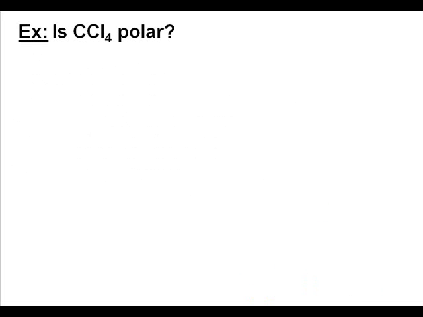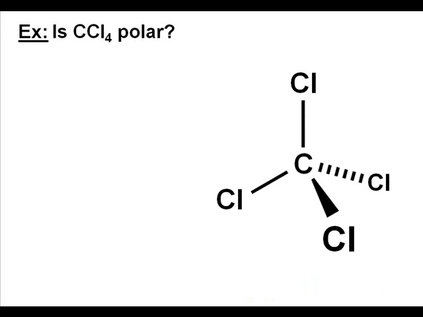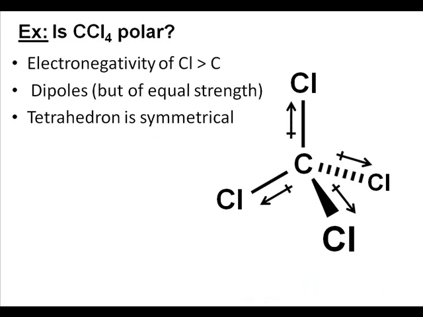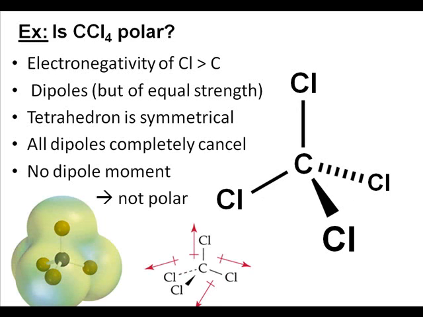How about CCl4, carbon tetrachloride? Once again, chlorine has greater electronegativity than carbon, but they're all of equal strength and the geometry is symmetrical. So all of the vectors cancel each other out, and the result is you have a nonpolar molecule. So notice it matters that the strengths balance out, and it matters that the geometry balances out. That in the end determines whether in fact you have a polar molecule.